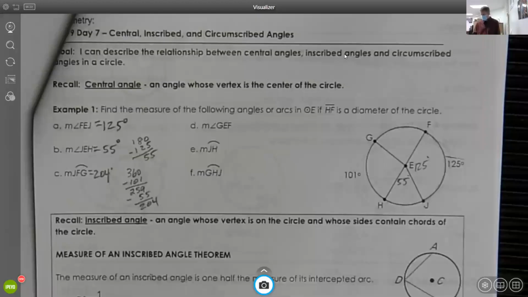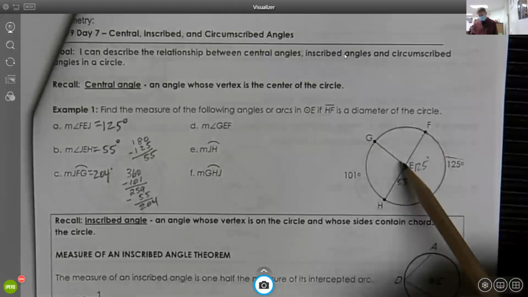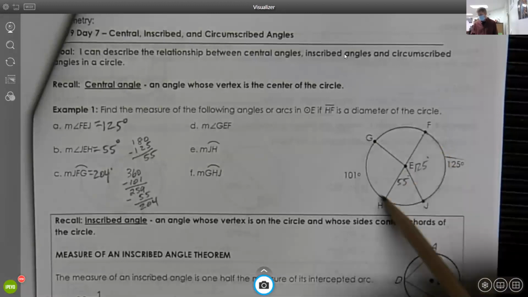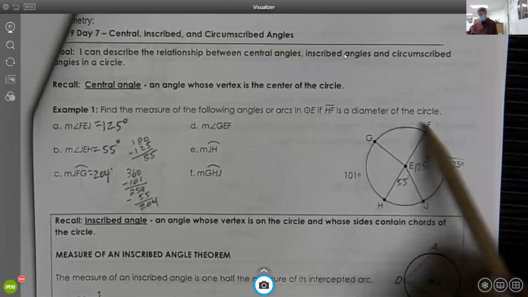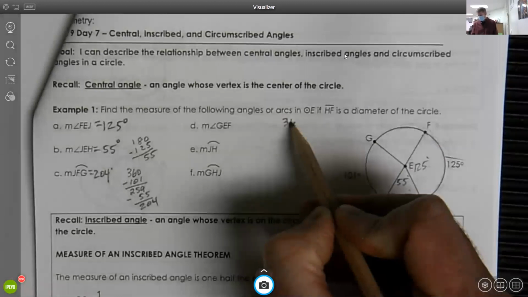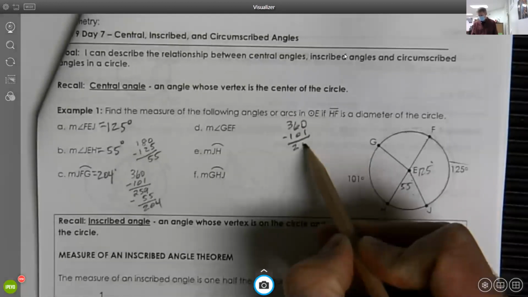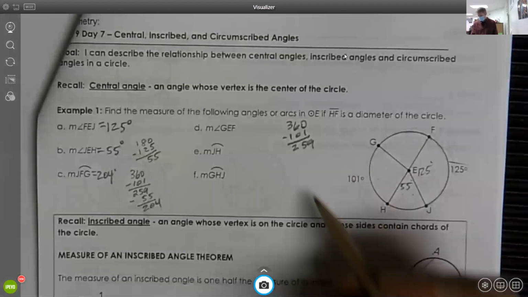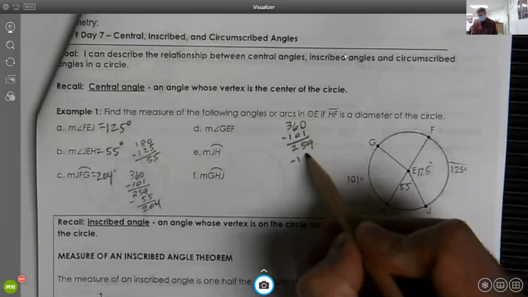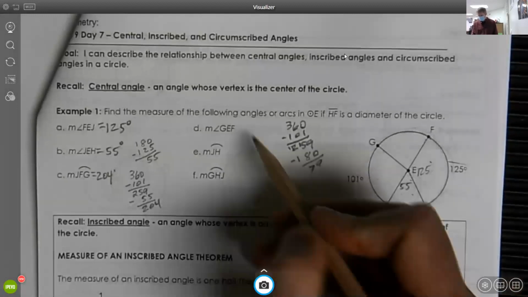Now looking at the measure of GEF. That's going to be everything but those values that we're aware of. So we have our 360 minus our 101, which is 259, minus the whole 180. That's going to be what's left there. So we get 79.